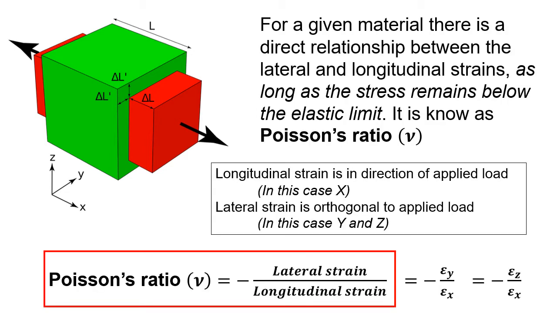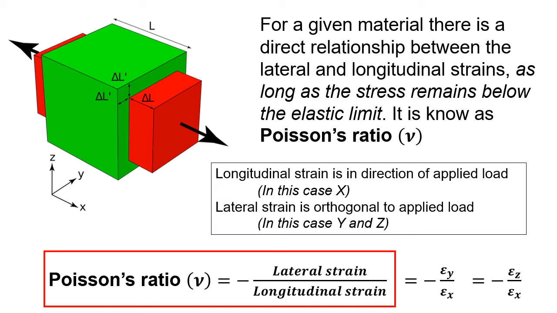For a material that's within its elastic limit, the relationship between the longitudinal strain, i.e. the strain that's in the direction of the applied load, and the lateral strain in the two orthogonal directions is known as Poisson's ratio. And the definition for that is here in the bottom in the red box. Poisson's ratio is minus the lateral strain over the longitudinal strain.